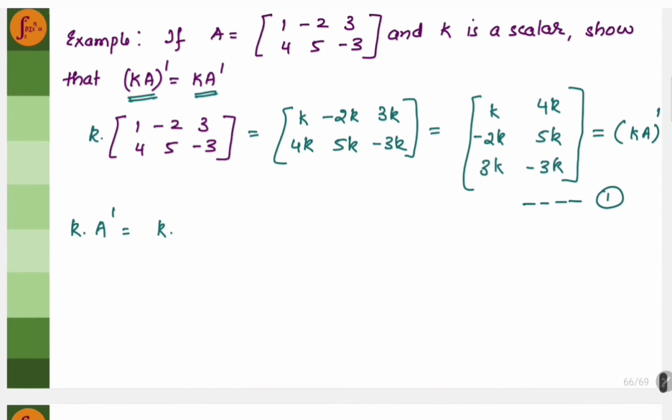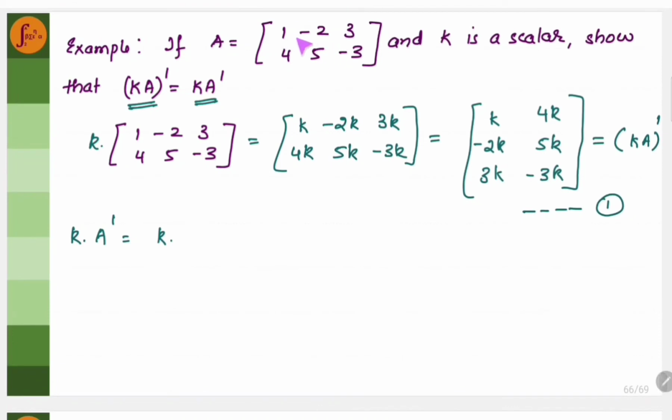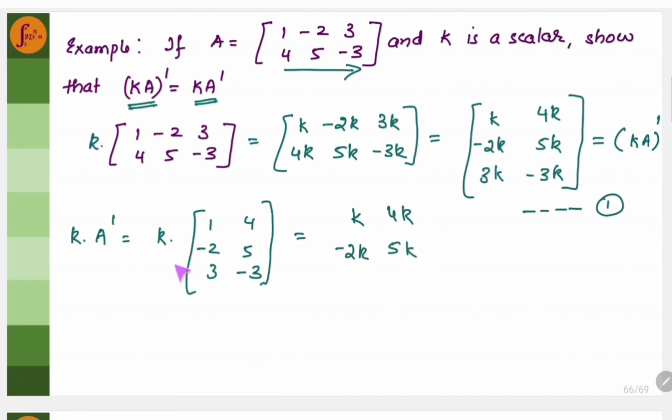This is matrix A. Transpose of this is, let's take the row 1, minus 2, 3. I'm going to write it as column instead of rows. Then 4, 5, minus 3 as column. So I've taken the transpose of matrix A. Now I'll multiply with the scalar. What will I get? K into 1, K into 4 is 4K, minus 2K, 5K, 3K and minus 3K. So this is what I get. Let's call this expression 2.